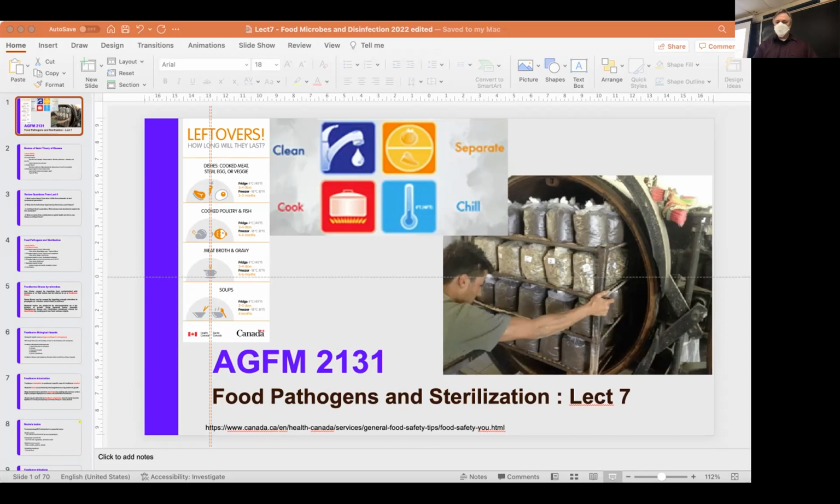Oh, Paul asked, is that a mushroom substrate? Could be. They do make sterilized mushroom substrate out at very large autoclaves.